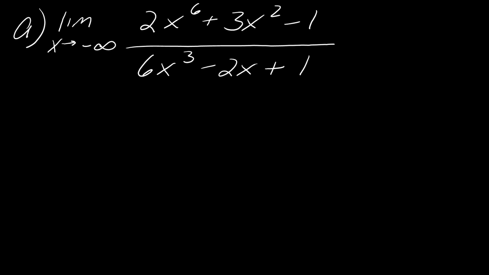So first things first, this problem here. Just by looking at it, I've got 2x to the 6 plus 3x squared minus 1 over 6x cubed minus 2x plus 1. This is absolutely going to either positive or negative infinity. Do you agree with that? The dominating term, the x to the 6, is in the numerator. So the numerator is growing way faster than the denominator. That tells you this is definitely going to end up at infinity. And we're not being asked to find the oblique asymptote.